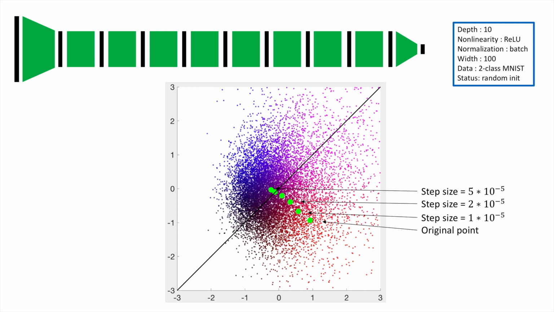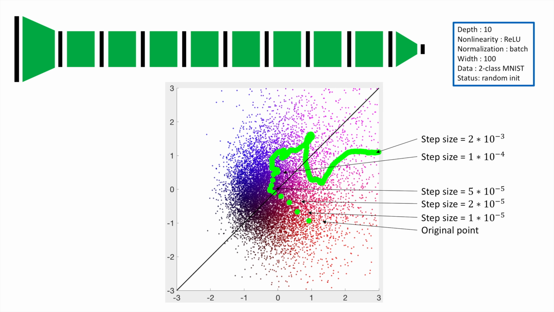And this is precisely what we find if we apply a small step size. With the step size 1 times 10 to the minus 5, the output moves slightly in the direction of the negative gradient with respect to the output. If we choose a step size of 5 times 10 to the minus 5, it will move substantially in that direction and into the desired region of space.